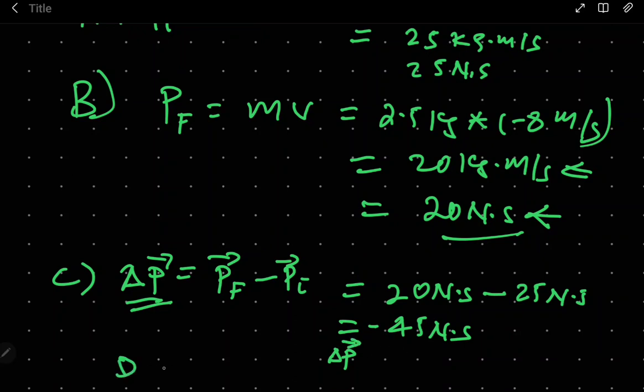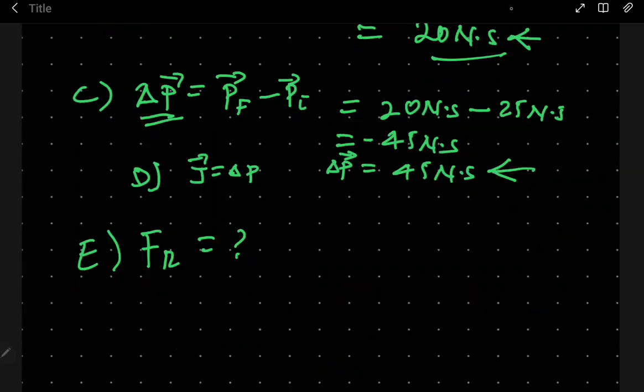At D you are asked to get the impulse. The impulse is the change in P. So the answer for D and C is the same. So the impulse J is basically the change in P, which is equal to 45 Newton second in the negative x-axis direction.